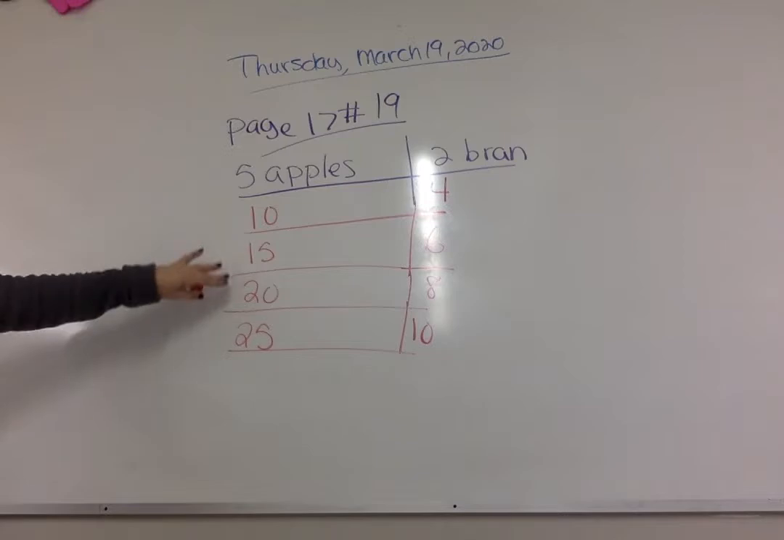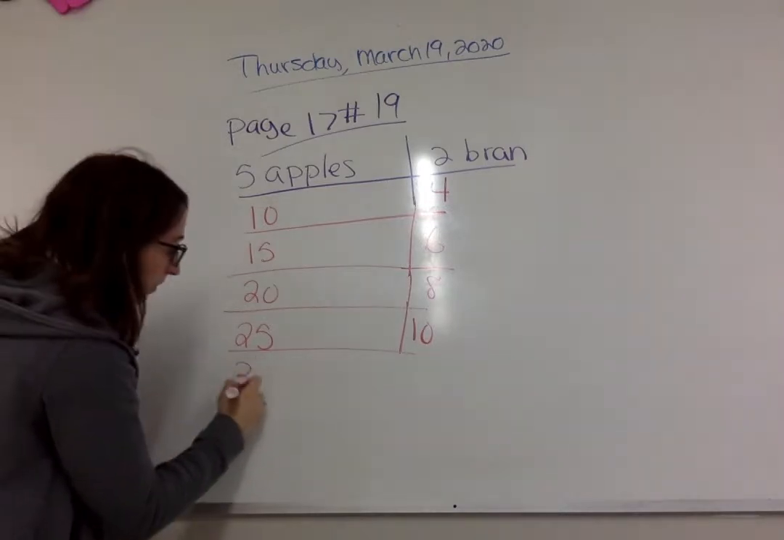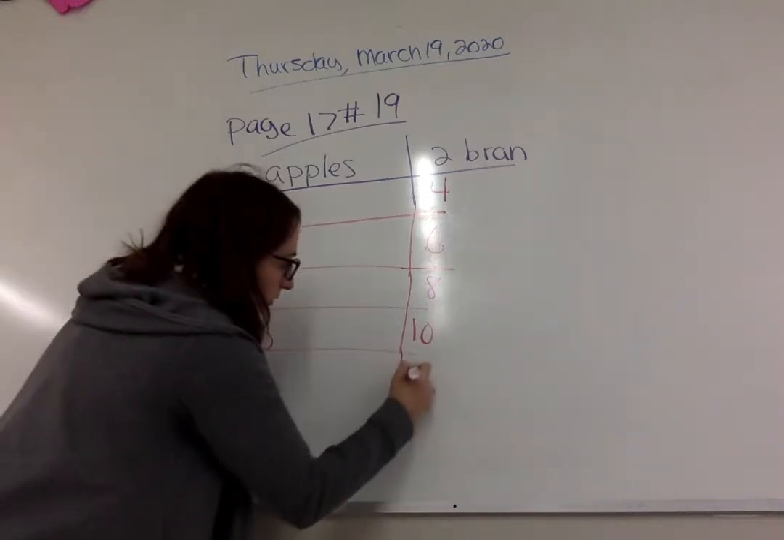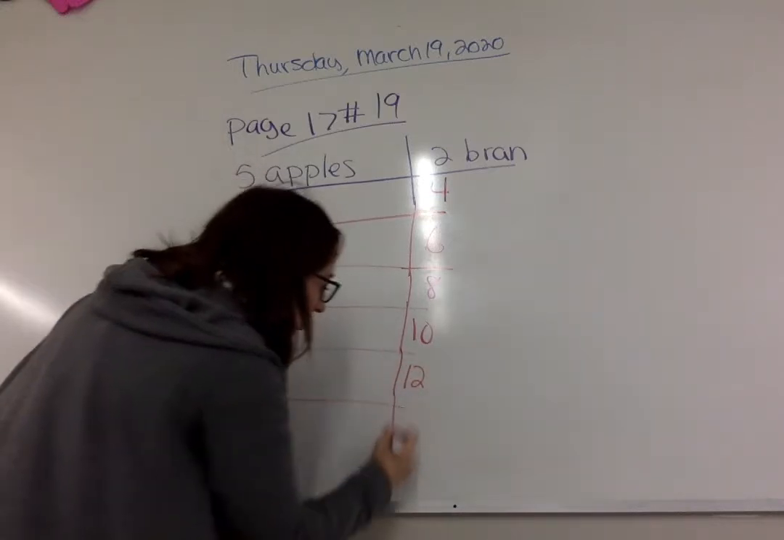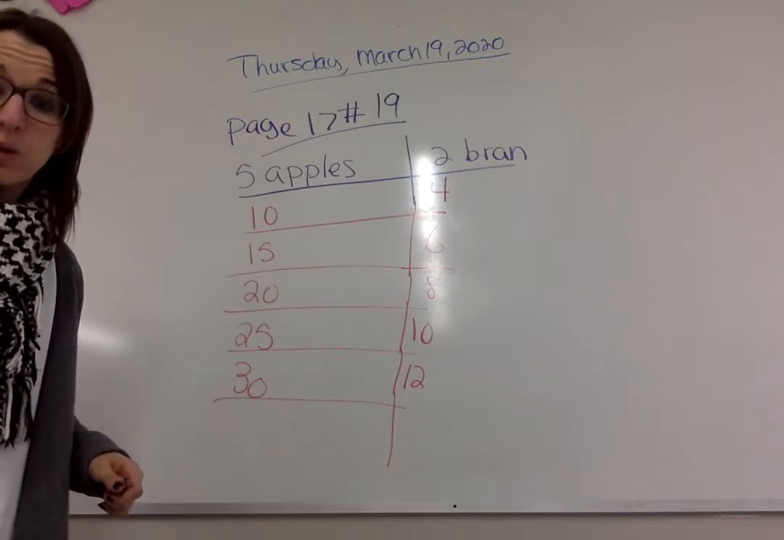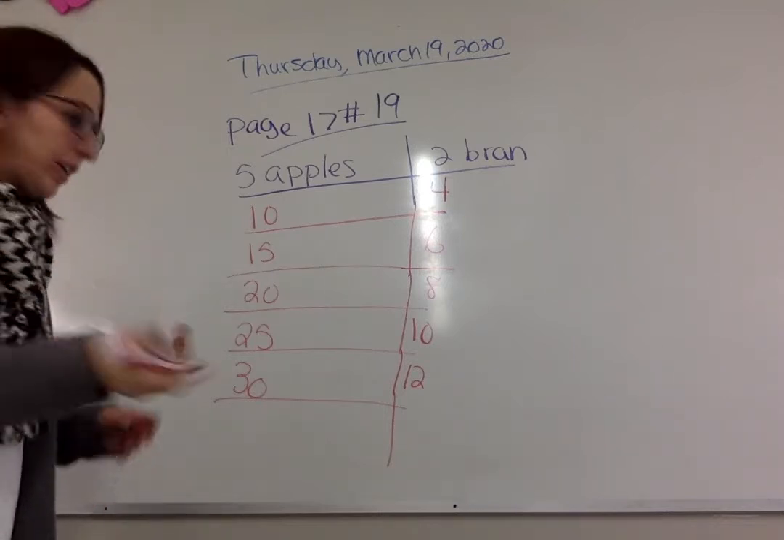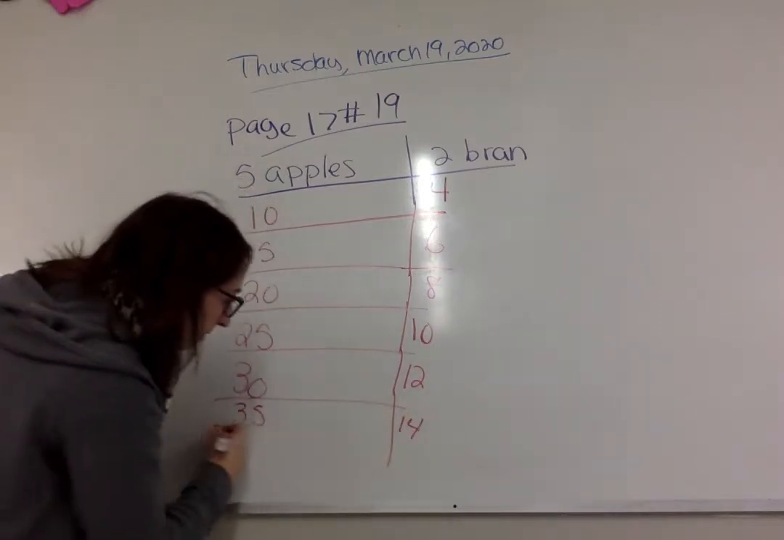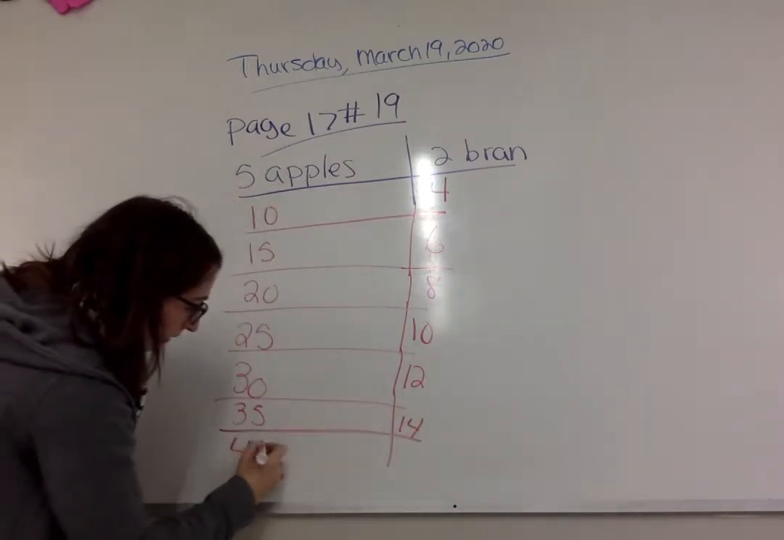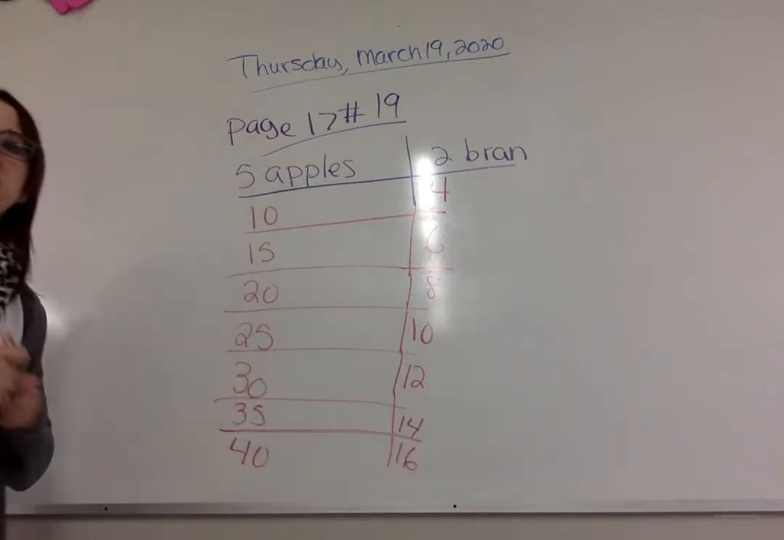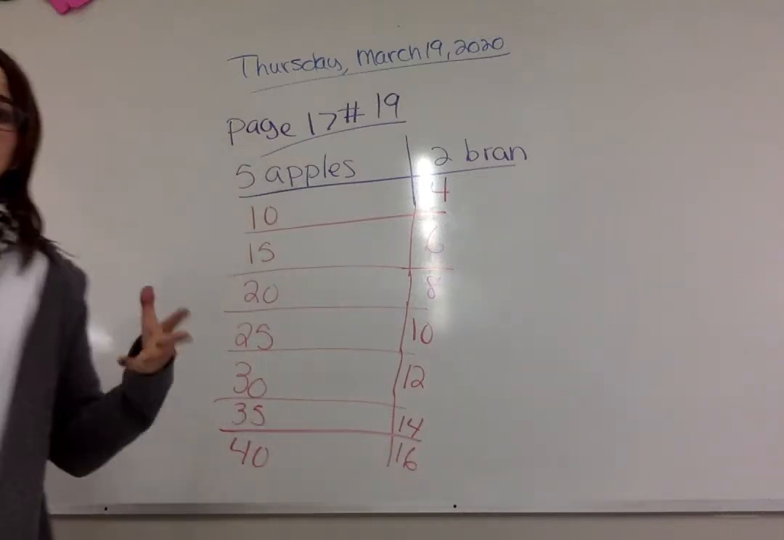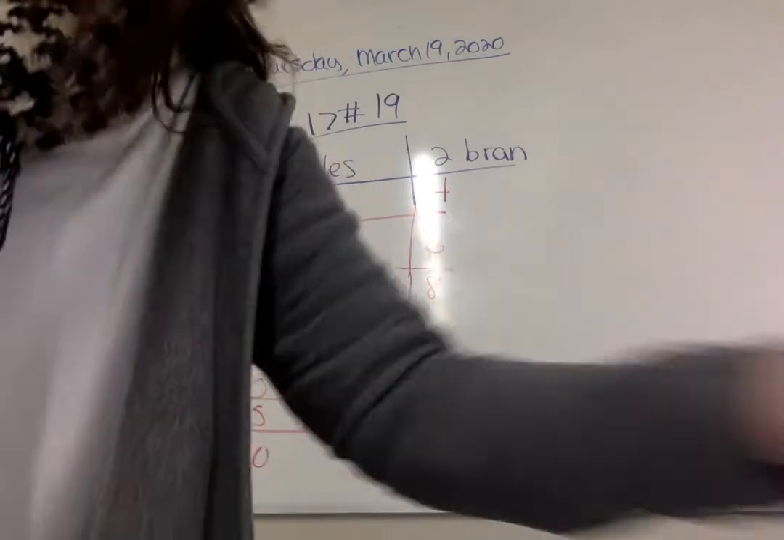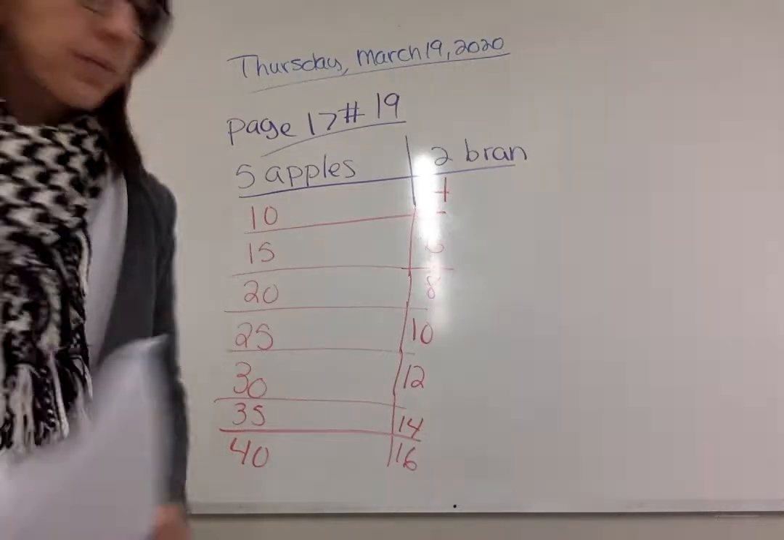5, 10, 15, 20, 25, next is 30, and 2, 4, 6, 8, 10, next is 12. I'm going to keep going until I get to 40, because on your multiple choice, the highest number they have there is 40. So let's keep going. We got 35, and keep adding 2, we get 14. If we add another 5, we get 40 and 16. Now, here's the dilemma. I made my own ratio table, and I have to find out which ratio table matches the question on the paper. So let's look at it.